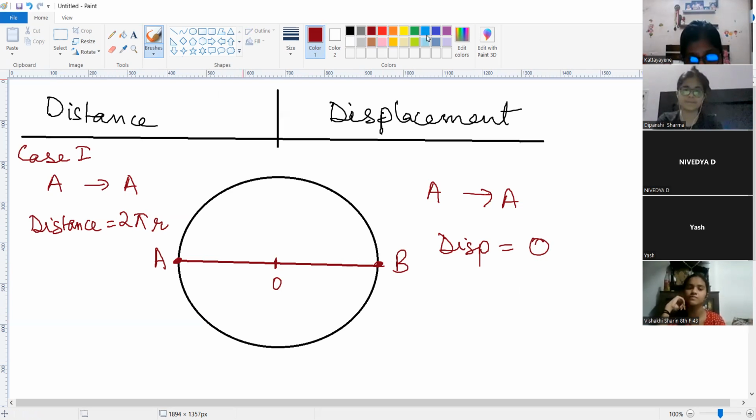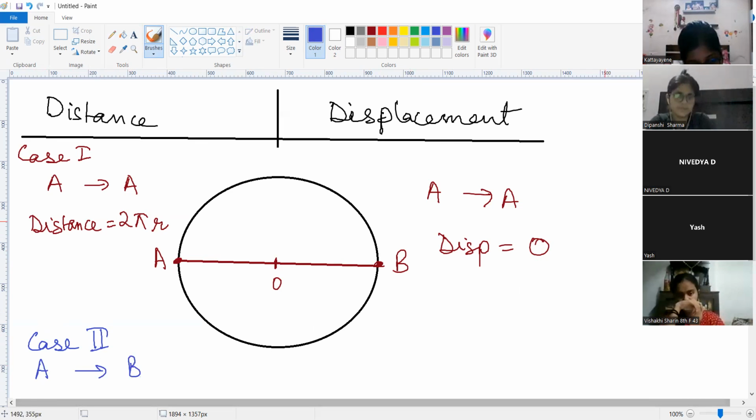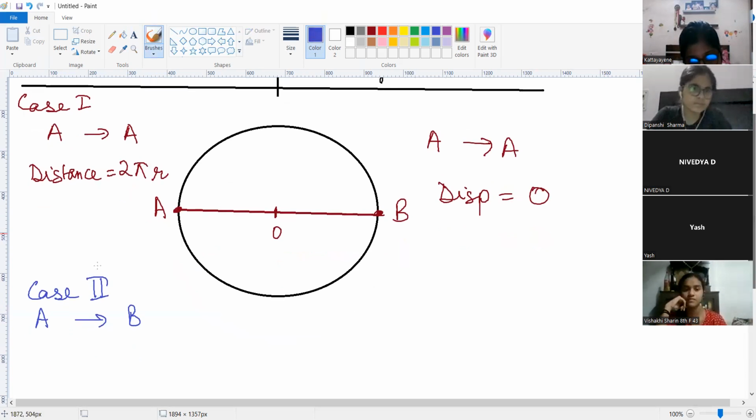Yes. Now I am taking another case. So the second case is, suppose I start from A and I reach B. Okay. So in this case, what is the distance now? मैं A से start कर रही हूँ और B पे आ रही हूँ. So in this case, what is the distance? 2 times r. 2 pi r.